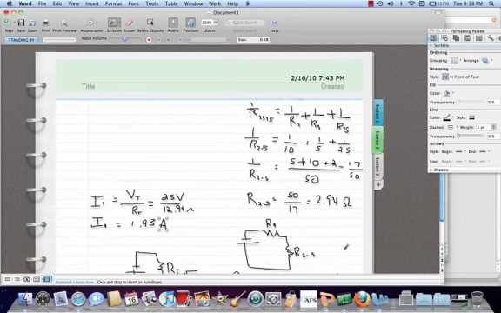Okay, so now if I want to find V1, V1 is equal to I1 times R1. And so that's equal to 1.93 times 10. So I get 19.3 volts.